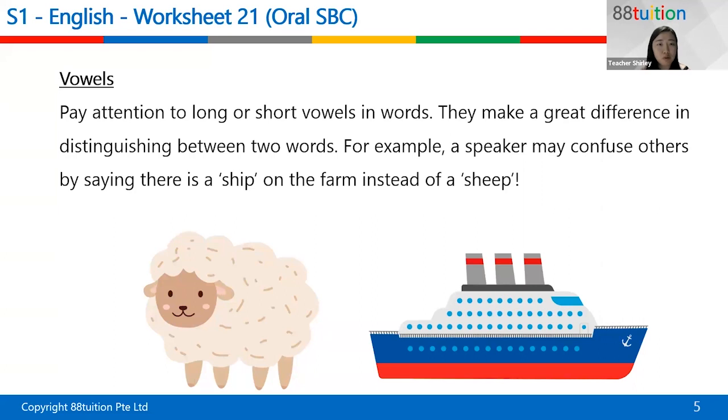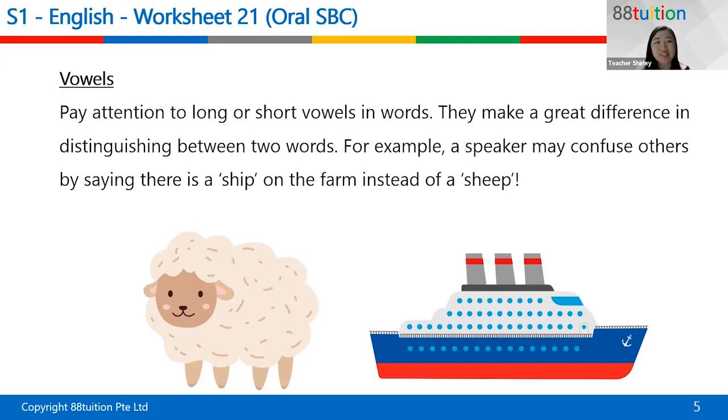So you have your vowels, but the thing about vowels, it can get a bit confusing because there are long and short vowels, and they make a huge difference in terms of the sound. For example, a speaker may confuse others by saying there's a sheep on the farm instead of a ship. Ship and sheep, different.